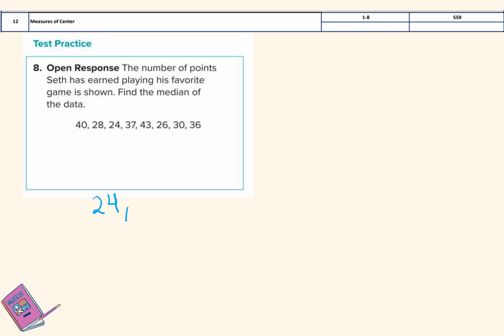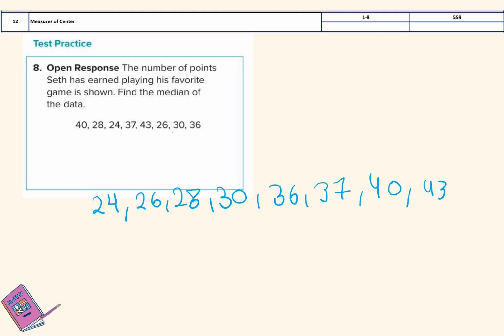smallest to greatest. 24, 26, 28, 30, 36, 37, 40, 43. So 1, 2, 3, 4, 5, 6, 7, 8. We have 8 values. Then divide the data into 2 equal groups. So 1, 2, 3, 4. This is the first group, and this is the second one. You need to find the number in the middle.